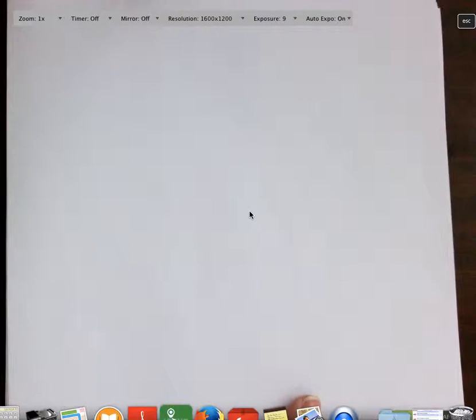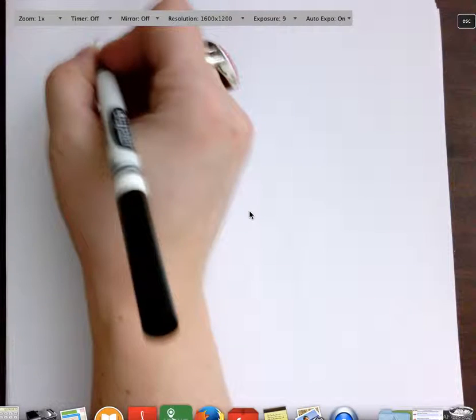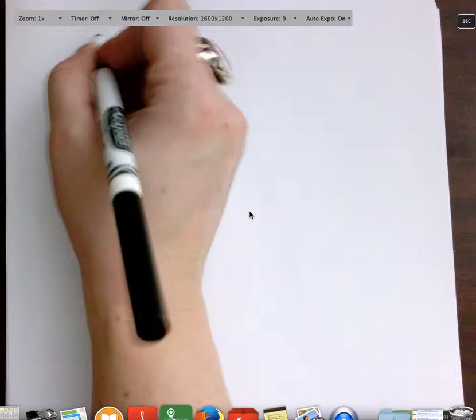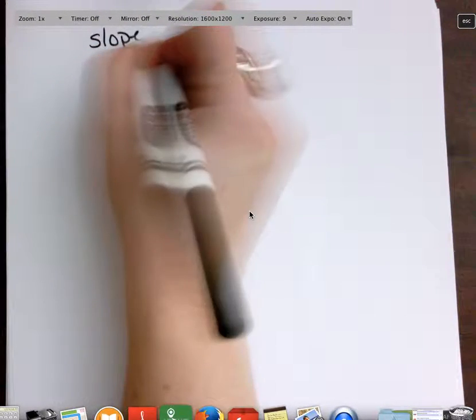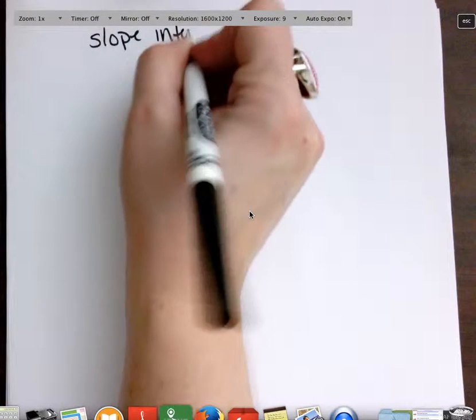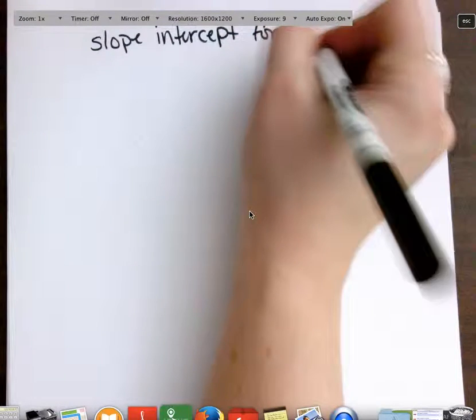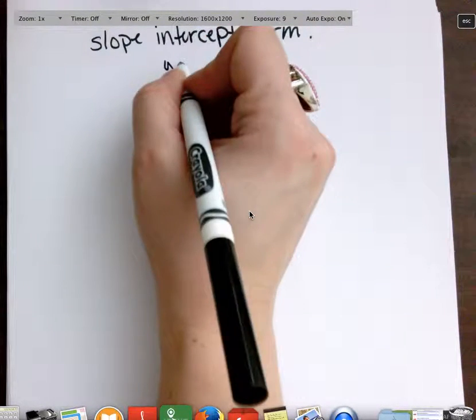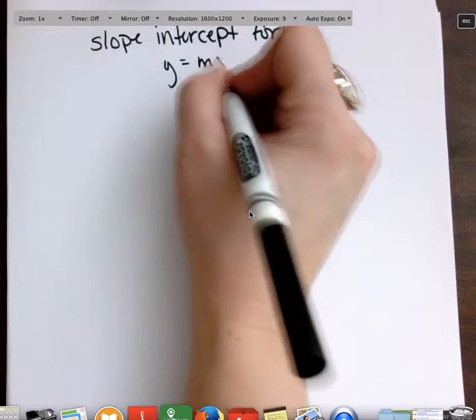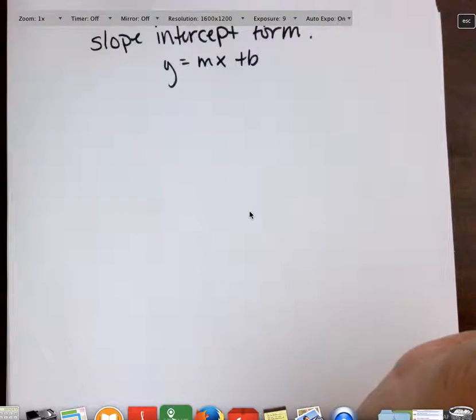Right, what are some other forms of linear equations? So most common that you'll see a lot is our slope-intercept form, and that looks like y = mx + b. But today we're going to cover point-slope form.